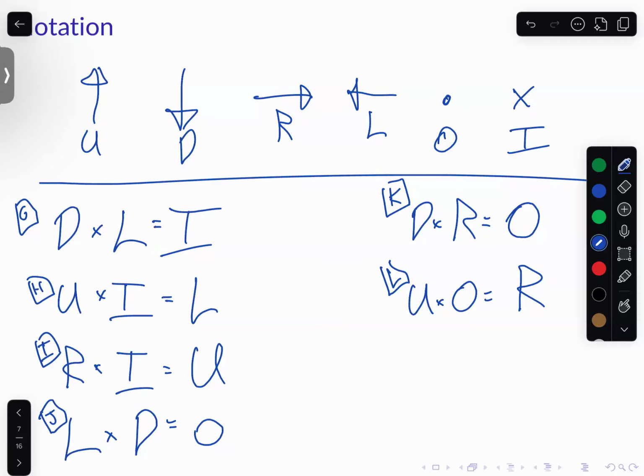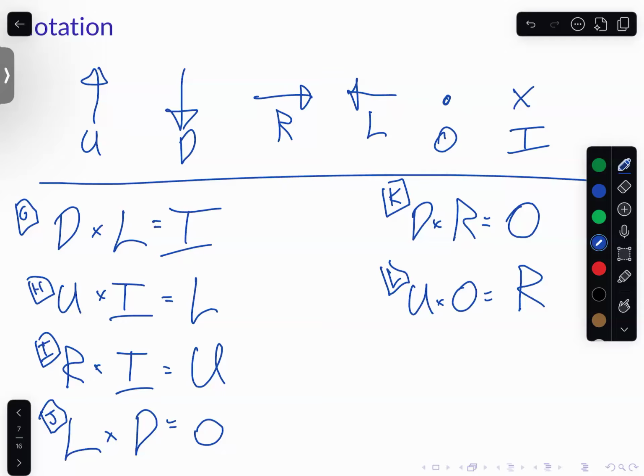Then right cross right will always be 0. Left cross left will be 0. North cross north will be 0. What is the force on a particle moving north in the Earth's magnetic field? 0, because the velocity is in the same direction as the magnetic field. North cross north is 0.